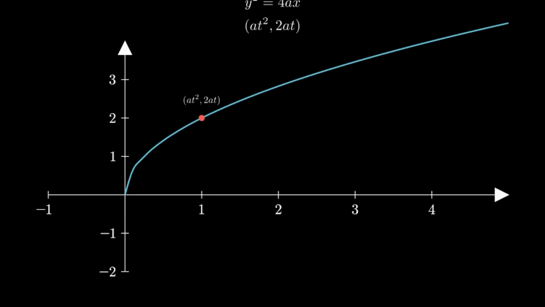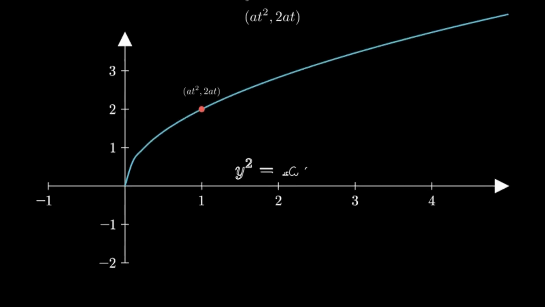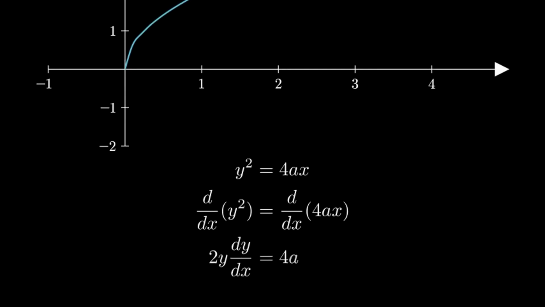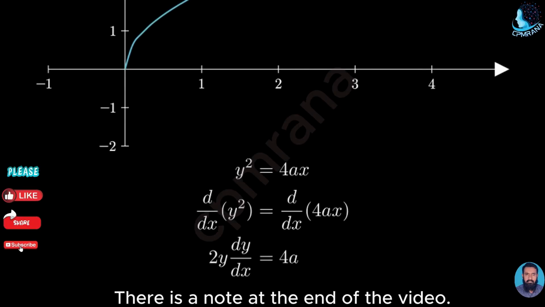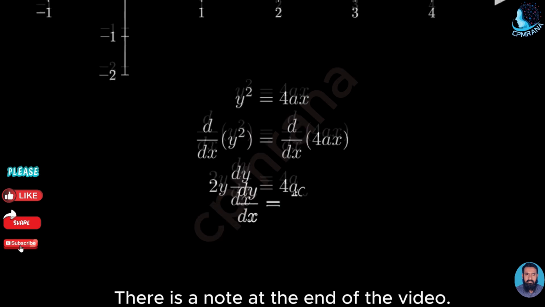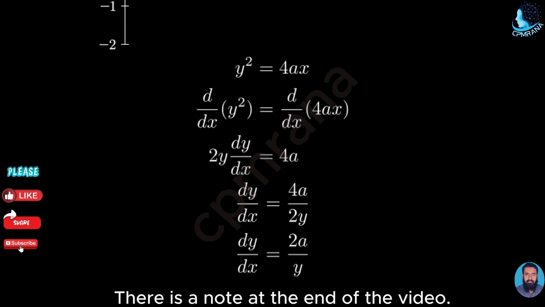To find the slope, we need to differentiate the equation y² = 4ax implicitly with respect to x. Let's apply the chain rule to the left side and differentiate the right side. Now let's solve for dy/dx. We can divide both sides by 2y to isolate dy/dx.